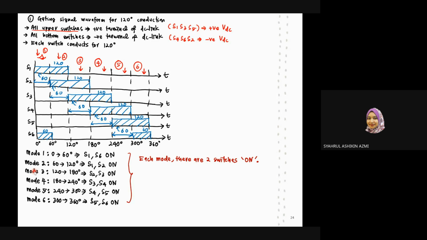For mode number 3, looking vertically, you can see S2 and S3 are turned on. The rest will be off. Mode number 4, it will be S3 and S4 here.